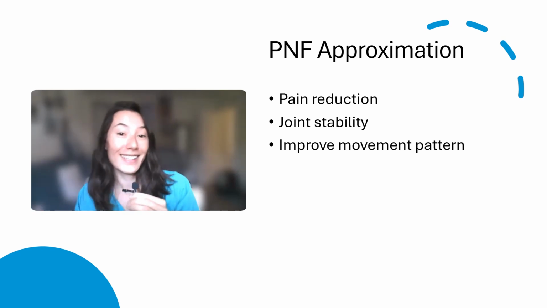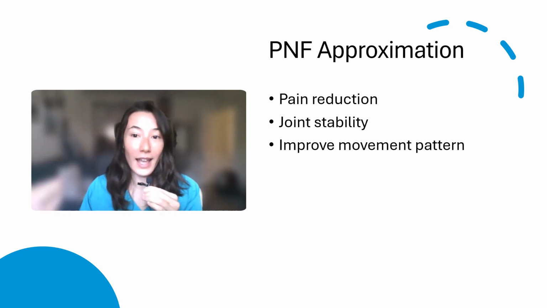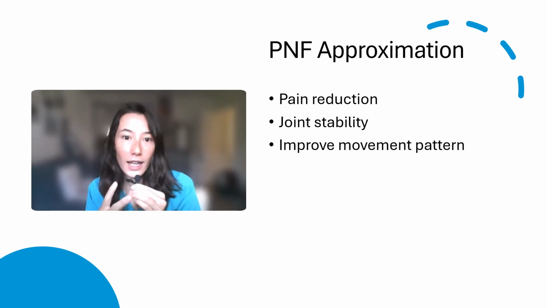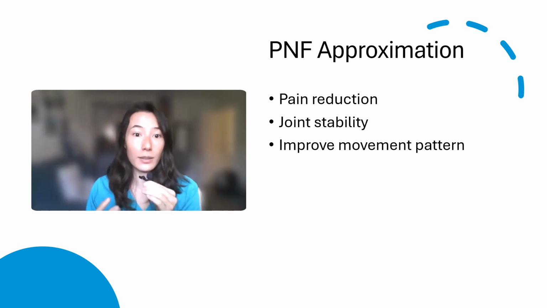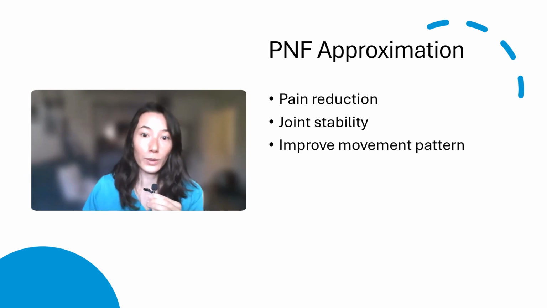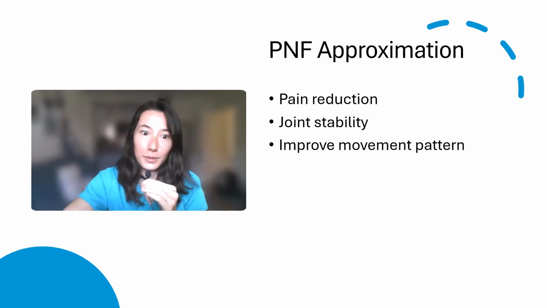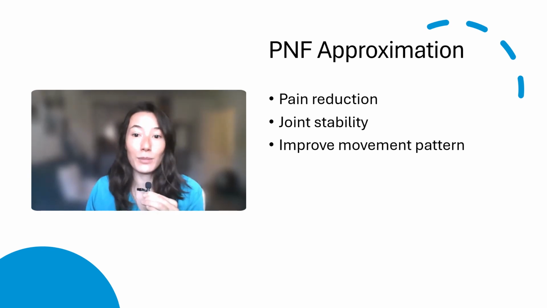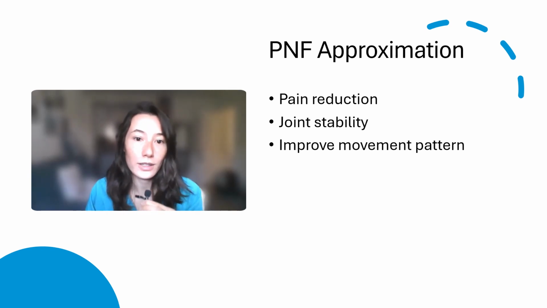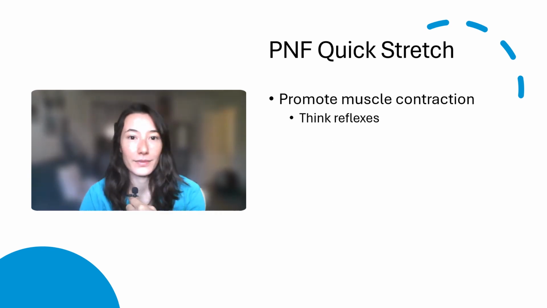But something that is different about approximation is that if you're squishing two bones together, this makes them more congruent. So this is going to provide joint stability. So if a patient is coming to you with joint instability and you provide that stability, this is going to help facilitate better movement patterns. And ideally, because of this improved movement pattern, this should create less pain.